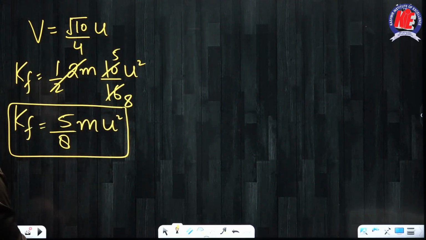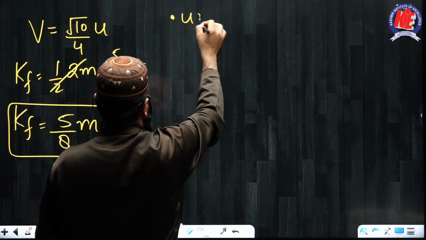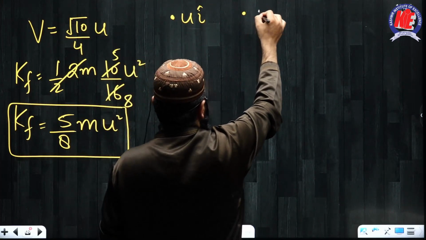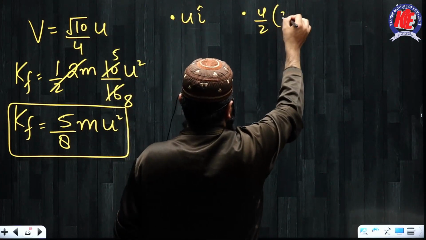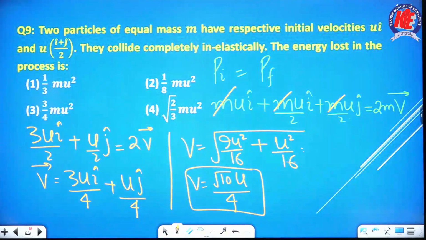अब initial kinetic energy की बात करेंगे बेटा. The particle 1 was having the velocity of, if I'm not wrong, it is ui. The another particle was having the velocity of, I guess it was u by 2 with the i cap plus j cap. We can have a check. It is ui and u by 2 (i cap plus j cap).